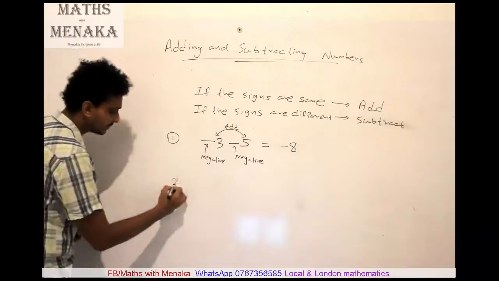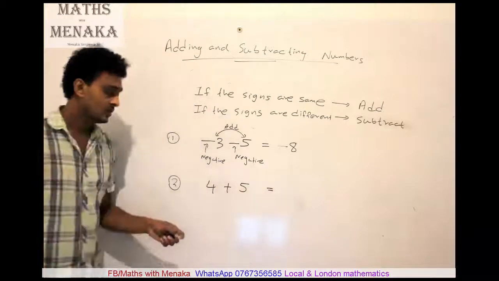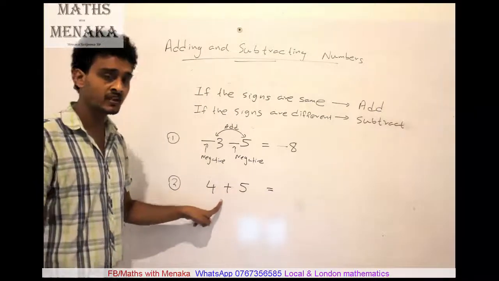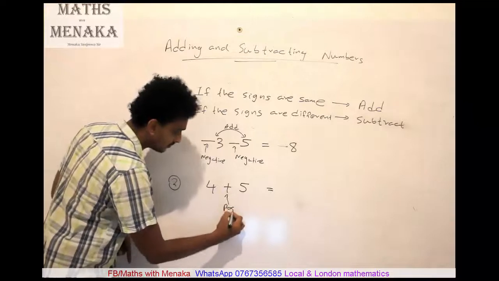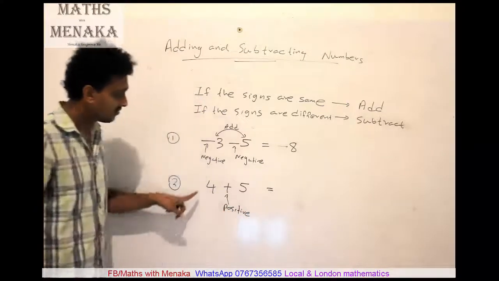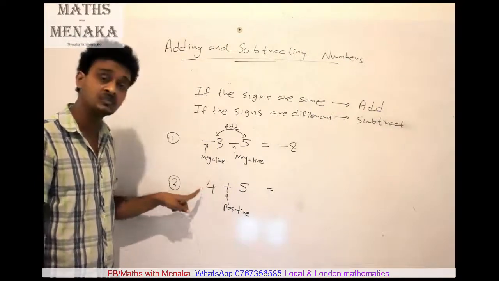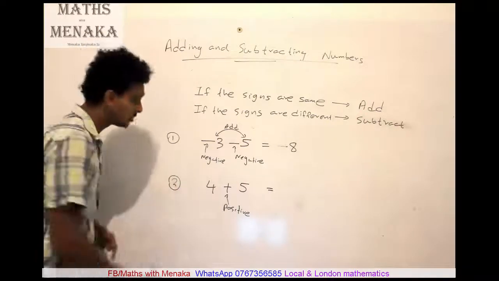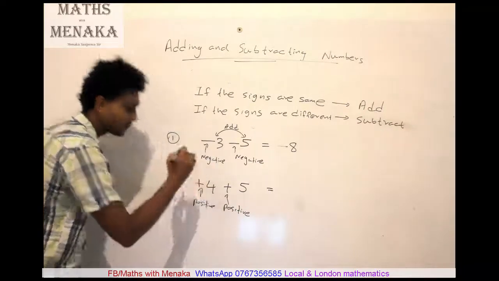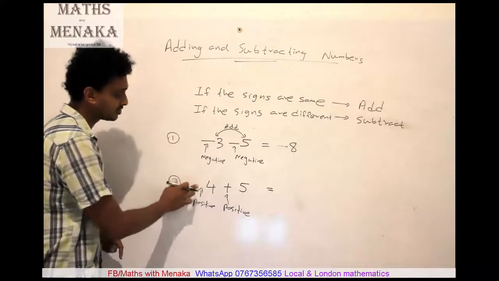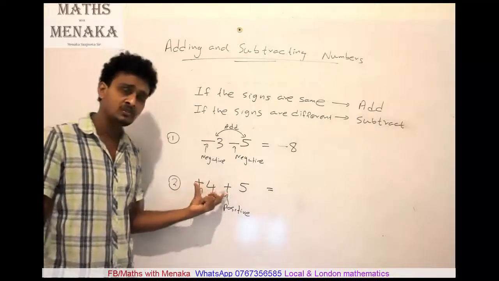Let's take another example. 4 plus 5. What is the sign of 5? It's positive, the sign in front of it. What is the sign in front of the 4? Is there a sign? I told you if there is a number alone without a sign, that sign is also positive. The sign here is positive, but we don't write it. But you should remember the sign here is positive. I write the positive sign here. Then this sign is positive.